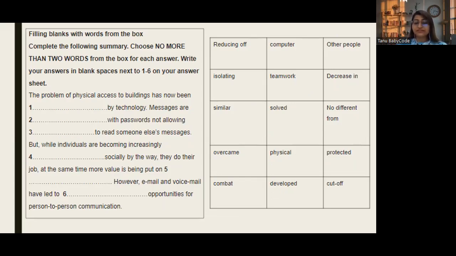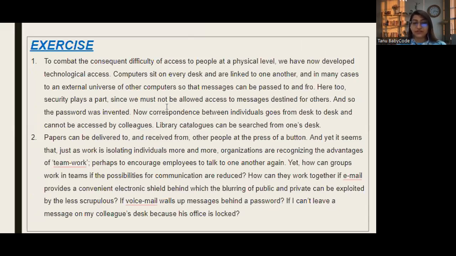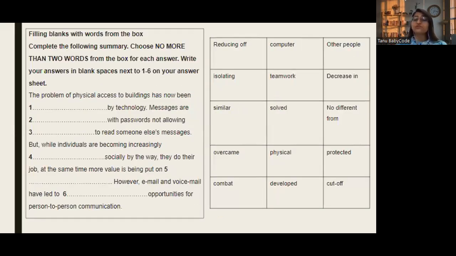Individuals are becoming increasingly dash. Now, what are individuals becoming increasingly? Let me look at individuals. Read the second passage, and yet it seems that just as work is isolating individuals more and more. So that means the individuals are becoming increasingly isolated. But I cannot use the word isolating here because it is not grammatically correct. So instead of isolating, I can use a synonym of isolating, which is cut off. So when you are isolating somebody, it means that you are making a distance, right? So that means cut off socially, by the way.